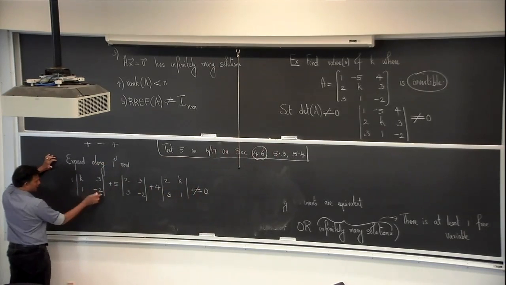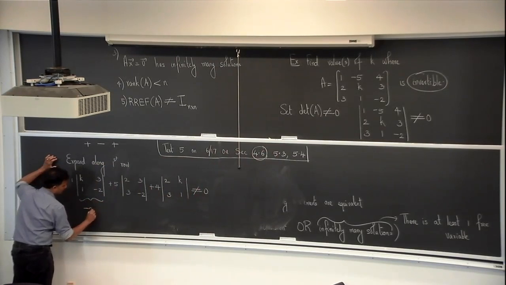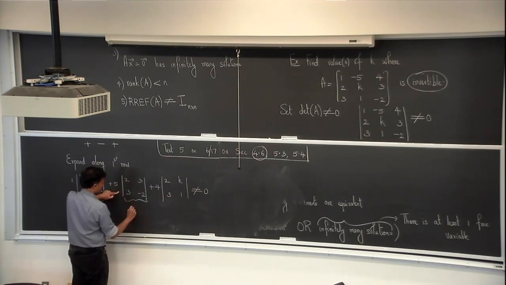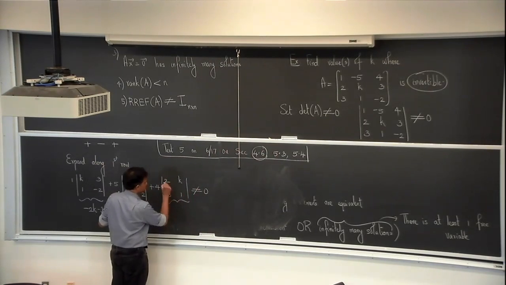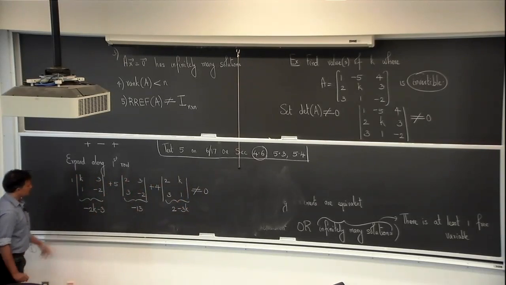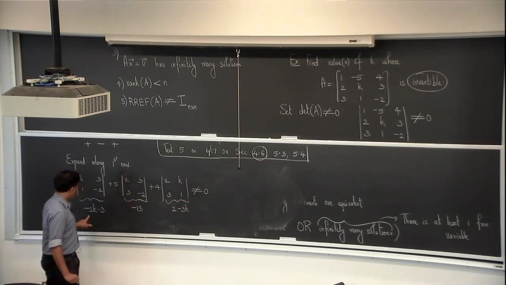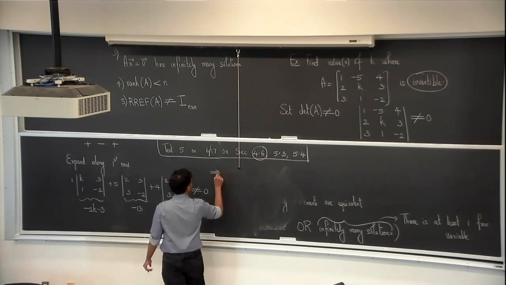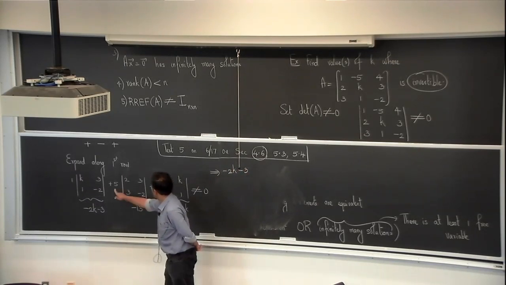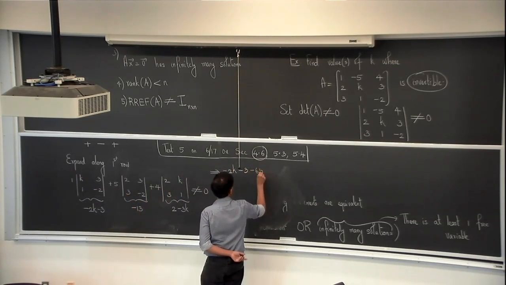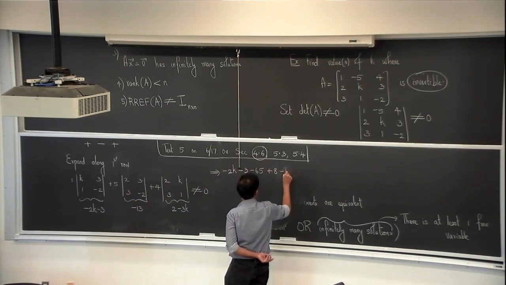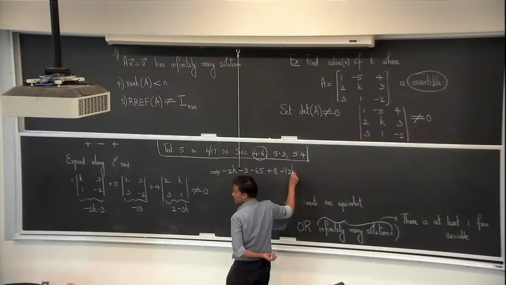So this is -2k minus 3. And this is going to be -4 minus 9, which is -13. And this is 2 minus 3k. Just don't forget to multiply all these numbers here. So it's going to be -2k minus 3, minus 65, then you have +8 minus 12k, not equal to 0.